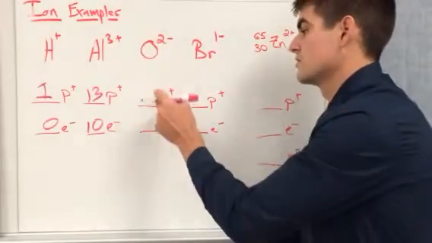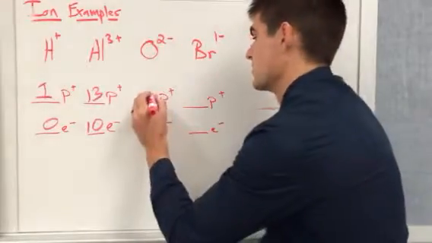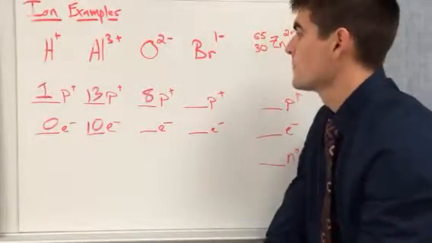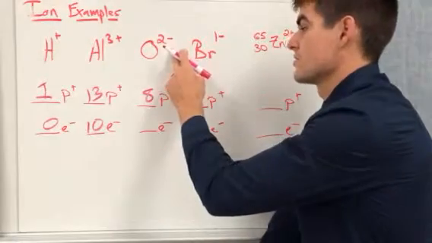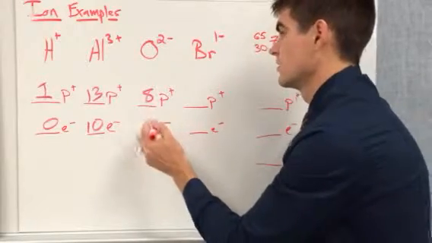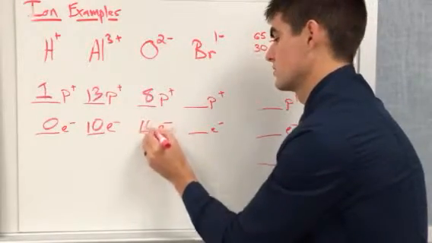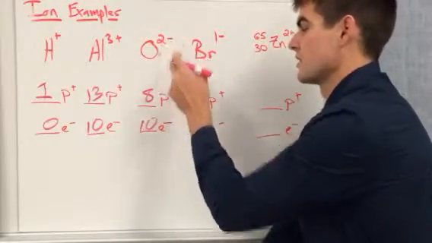The oxygen, same process. Okay, it's oxygen. Protons are never going to change, so I will go to my periodic table. Atomic number, 8. And now I have 2 more negative charges than I should. So this number should be bigger, and it's 2 bigger. I have 2 more. That gives me 2 more negative charges there.